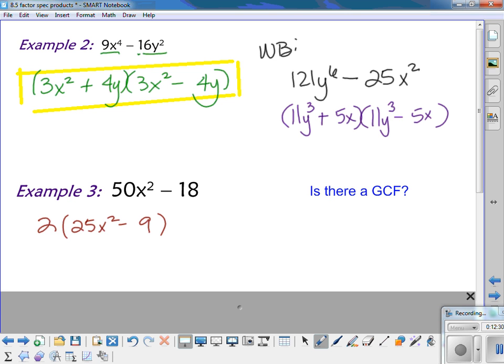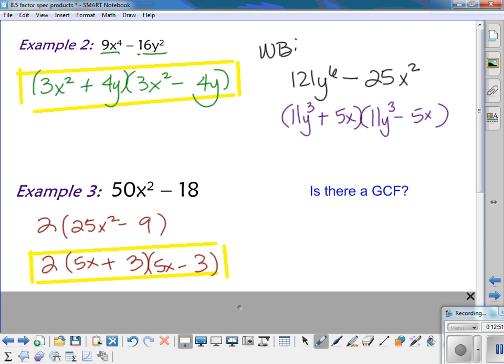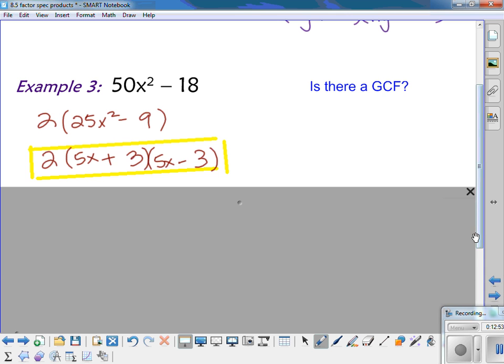Yes, I do. So I still have the 2. I can't just throw it away. It's still out there. And then what's the square root of 25x squared? 5x. And the square root of 9? 3. And I have what? Different signs. Yeah. Okay? Any questions there? All right, let's have you guys do one of those on your whiteboards.